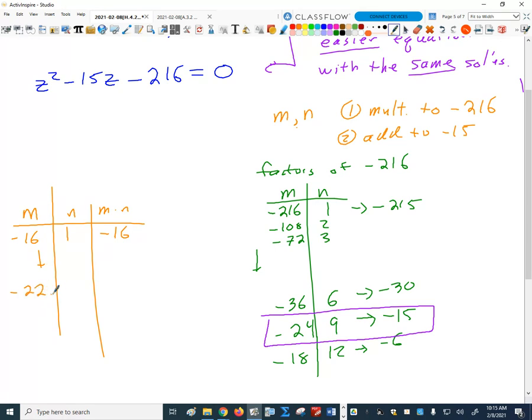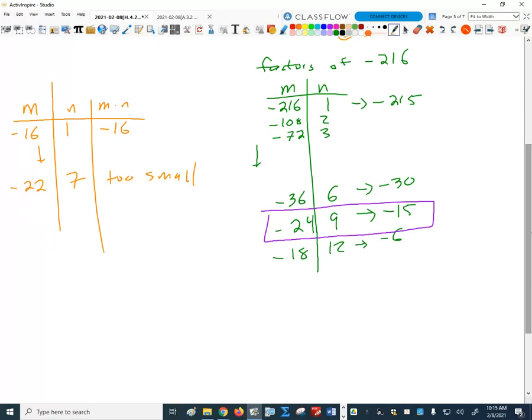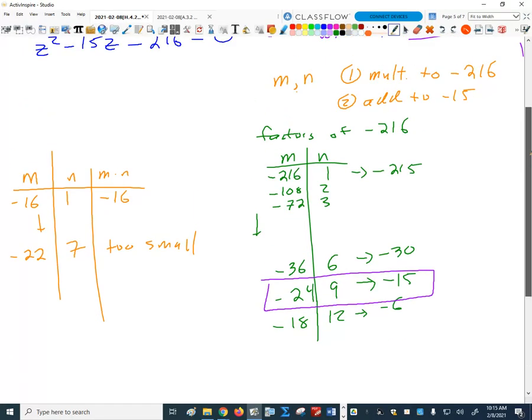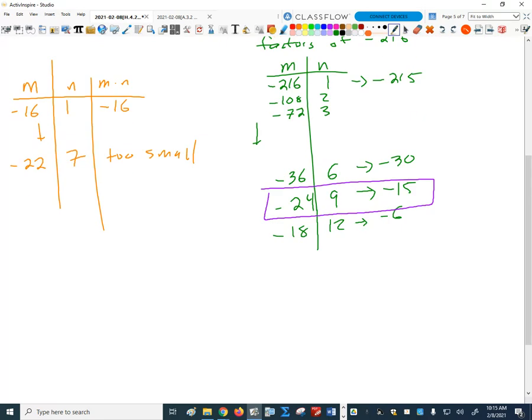So let's skip down the list a little bit. If we did negative 22 and positive 7, we're still too small, aren't we? It's only negative 154 instead of negative 216. So we got to go down a little further. Our next logical step might be to just pick negative 24 and 9. And what do you know? Then we get it. That's negative 216.